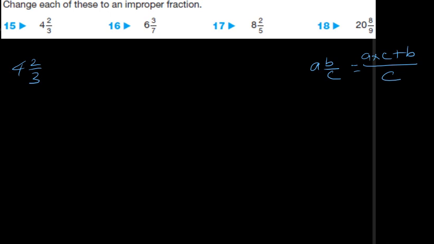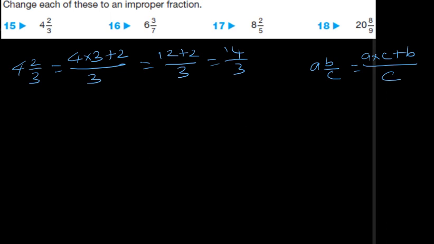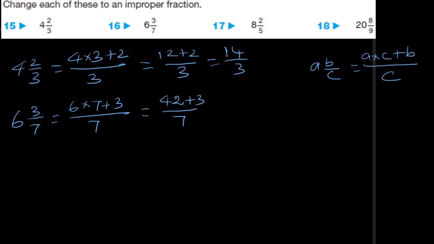Similarly here, for 4 2 by 3, a is 4, b is 2, c is 3. So we have to multiply 4 into 3 plus 2, divided by 3. 4 into 3 is 12, plus 2 by 3. 14 by 3 is the improper form of 4 2 by 3. Similarly 6 3 by 7, we multiply 6 into 7 and add 3, divided by 7. 42 plus 3 by 7 equals 45 by 7. 45 by 7 is the improper fraction for 6 3 by 7.